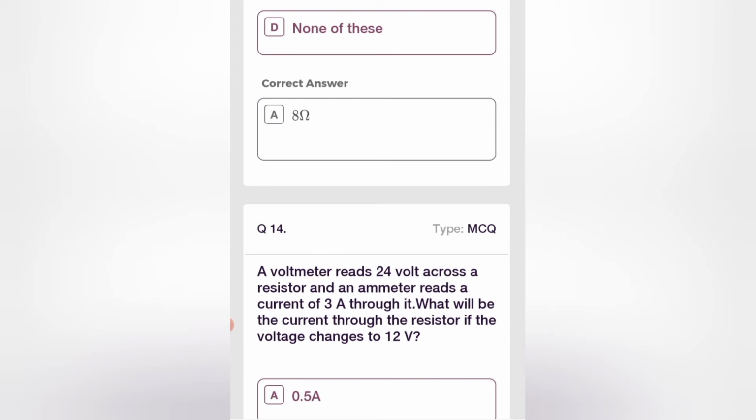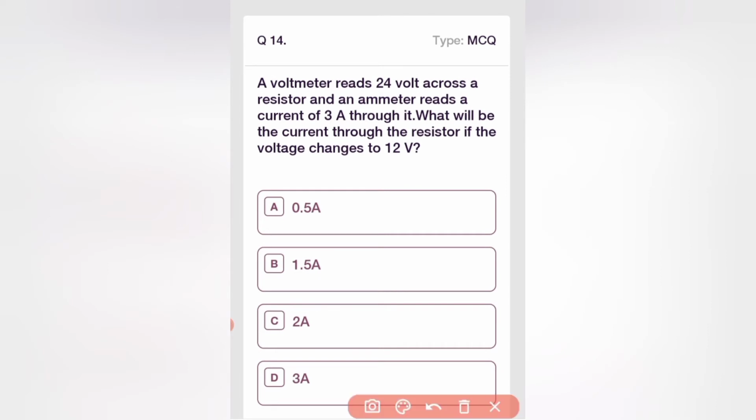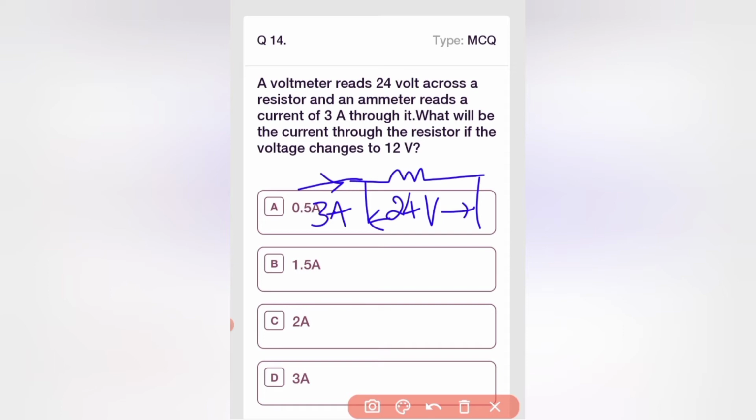A voltmeter reads 24 volt across a resistor and an ammeter reads 3 amps through it. What will be the current through the resistor if the voltage changes to 12 volt? First, think of this as a resistor. The voltage across this resistor is 24 volt and the current flowing through it is 3 amps. We need to find the current through the resistor if the voltage is changed to 12 volt. That means we need to find the resistance value first.